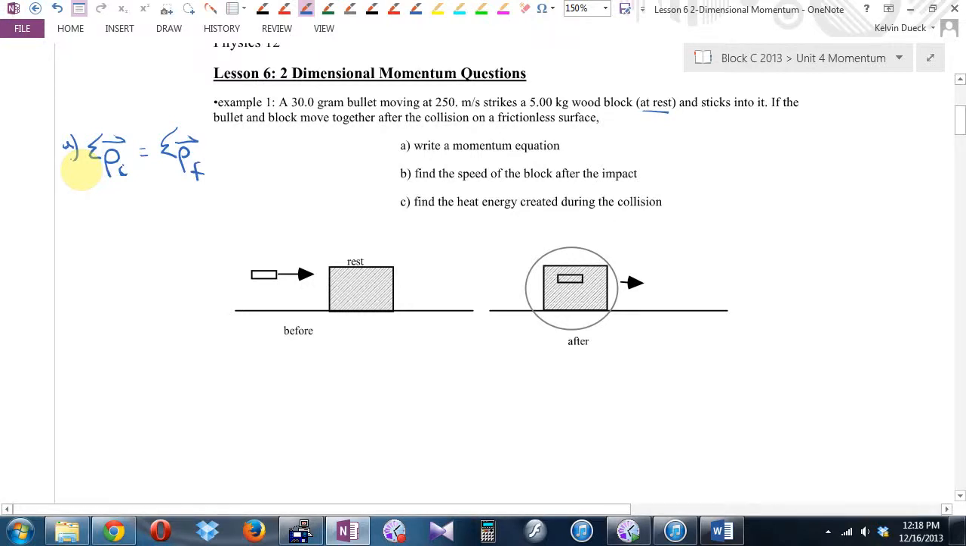Before the collision, what's moving? The block, the bullet, or both? You know what? I got a bit of a problem. I would normally go MB for block and MB for bullet, but the fact that they both begin with a B, how about since the bullet appears first, that'll be mass number 1, and we'll call the block mass number 2. That's okay? So before the collision, what's moving? Mass 1, mass 2, or both? Mass 1. So it's going to be momentum of 1 initial.